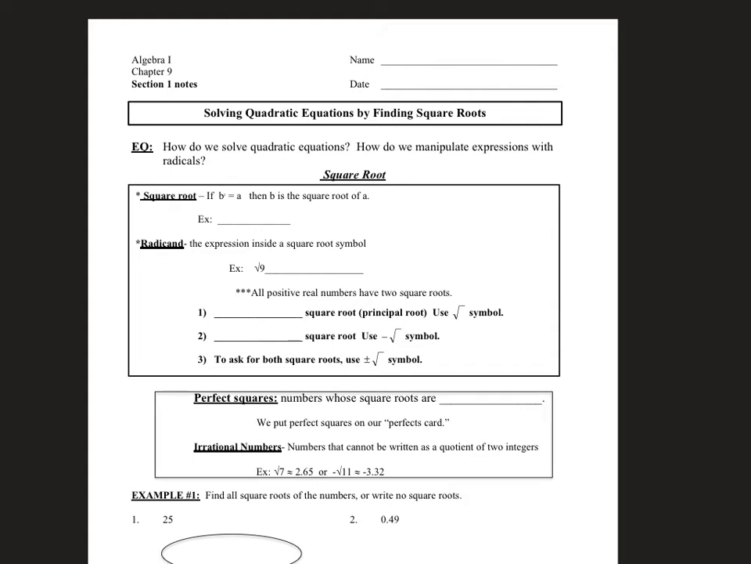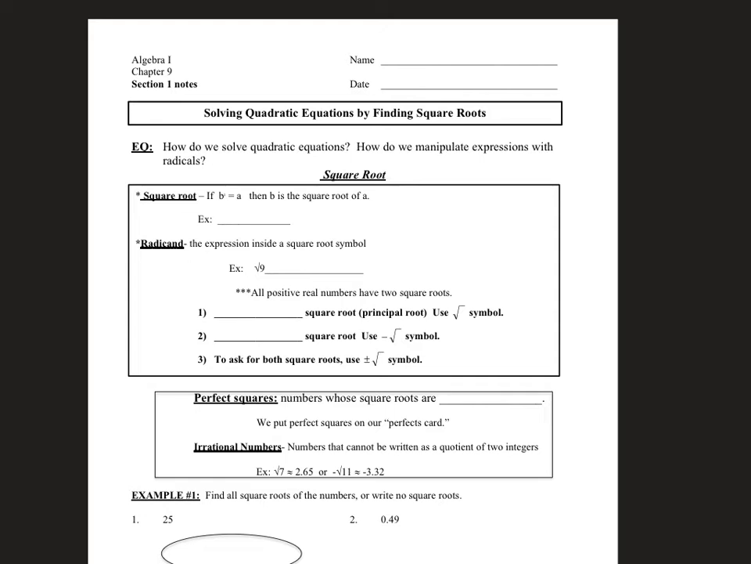We're continuing with Chapter 9, and Chapter 9 is all about radicals and roots and quadratics. Quadratics make a graph that looks like a parabola, and if you were to throw a ball in the air and let it follow its trajectory, it will make a parabola. That's kind of like what gravity does to a ball. It makes a parabolic shape.